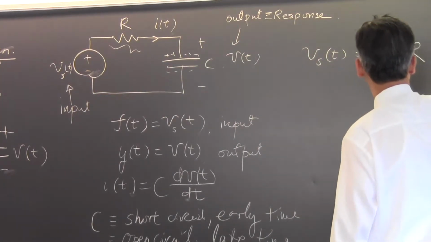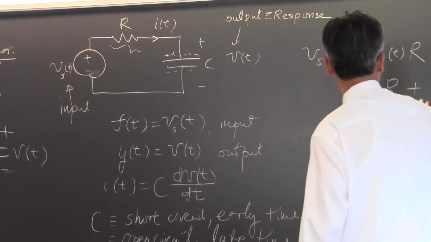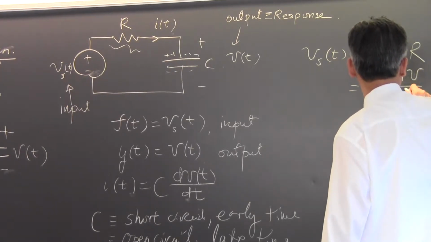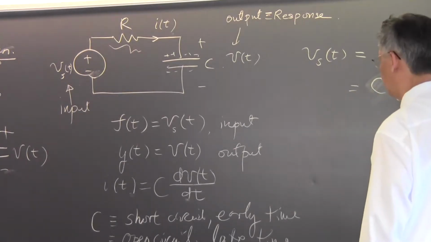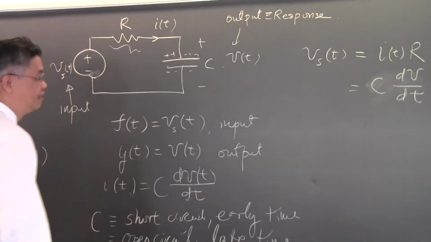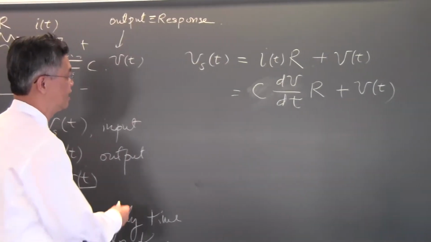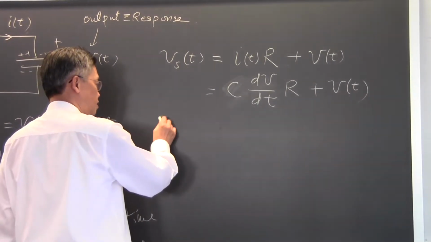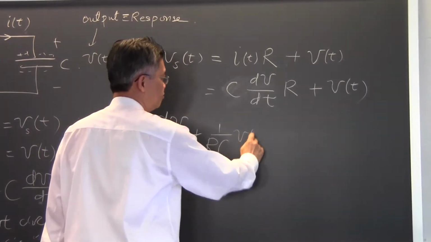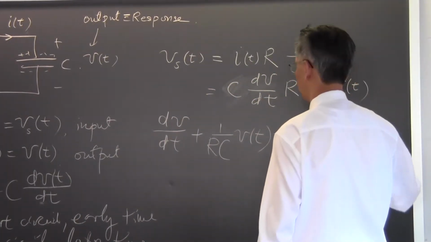the second voltage drop, which is v(t). And if I were to substitute this in, this would become Vs(t), i becomes C dv/dt times R plus v. Okay, this is what I have on the right hand side. And if I arrange this equation to look like what I have in the textbook, then I would have dv/dt plus 1 over RC v(t) is equal to 1 over RC Vs(t).